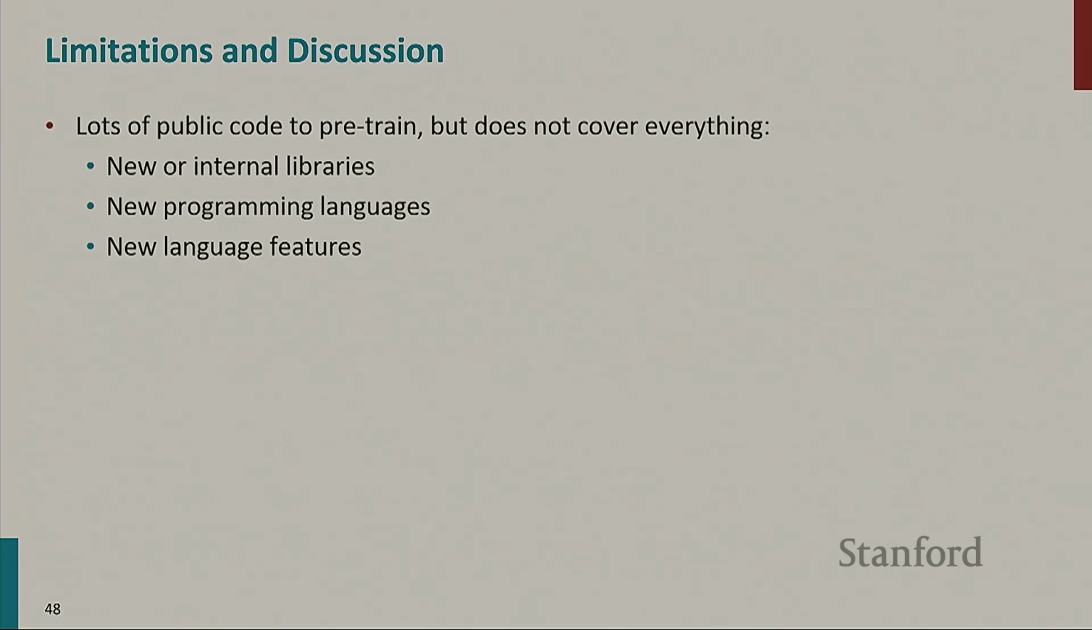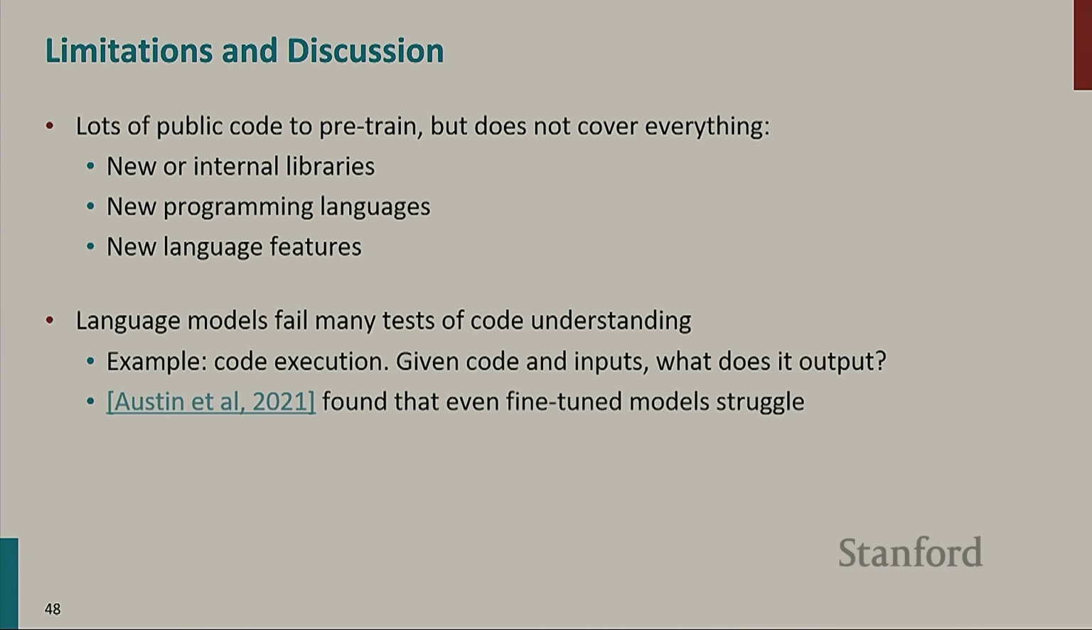Yeah, of course, even all the code on GitHub is still not all the code that you can imagine, right? There are new libraries all the time. There are internal libraries for companies that will just not be on GitHub at any point. So there are challenges in teaching models to use those as well. And as we mentioned, even if models can generate code, they still fail a lot of code understanding challenges, like just executing code, for example, like asking what this code outputs. And even fine-tuning doesn't seem to solve that problem.